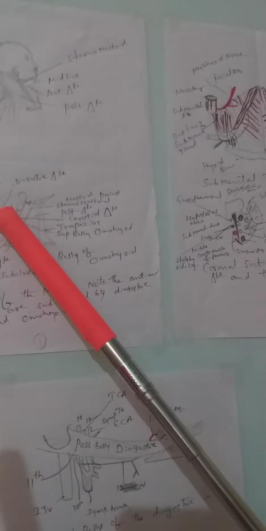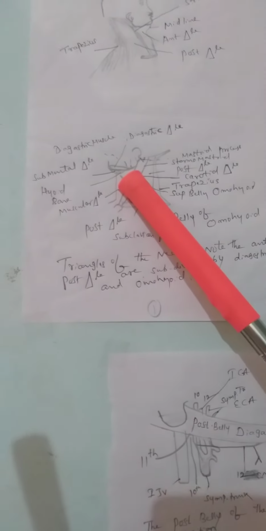Here you can see the muscular triangle. There is a superior belly of the omohyoid, and there is a posterior belly of digastric. And there is a superior belly of omohyoid and the sternomastoid. This forms a space called the carotid triangle.